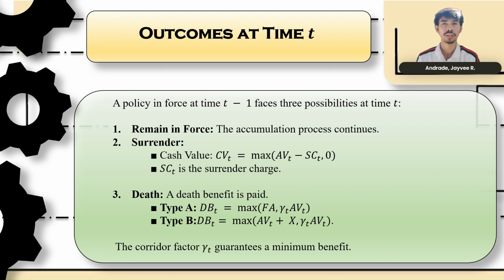For one type of policy, this benefit is a fixed amount, while for another type, it's your account value plus an extra fixed amount. A factor called the corridor factor makes sure that the benefit never falls too low.